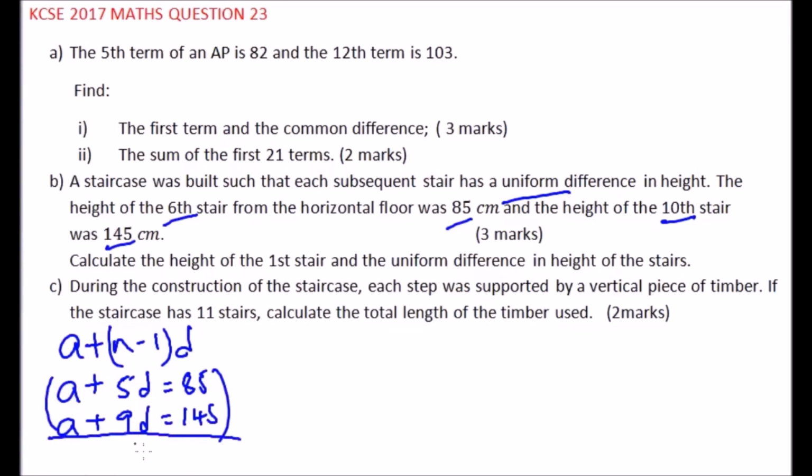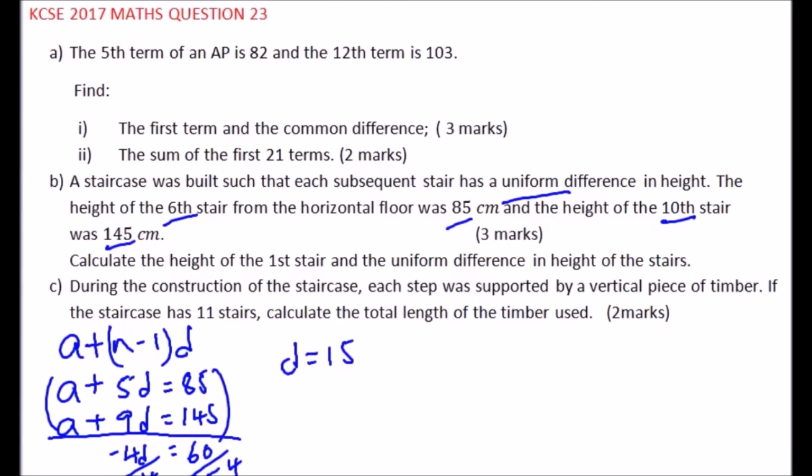So A minus A is 0. 5 minus 9 is minus 4D is equals to, now 85 minus 145 is minus 60. We divide by minus 4 both sides, so we find D is equals to 15. So that is a common difference.